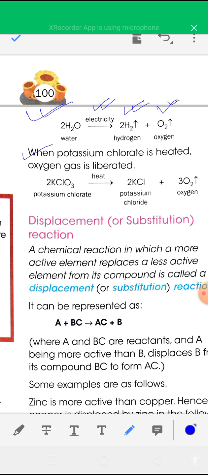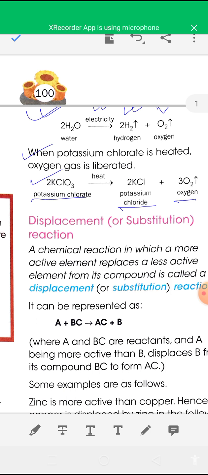One more example is given: thermal decomposition of potassium chlorate, KClO3. 2KClO3 gives 2KCl plus 3O2. This is another example of decomposition reaction.